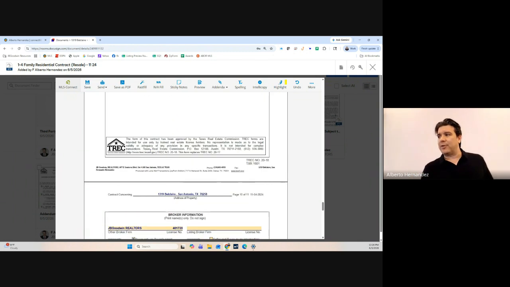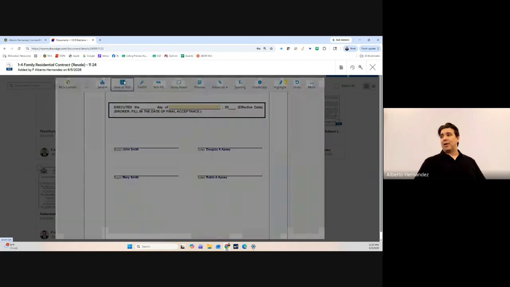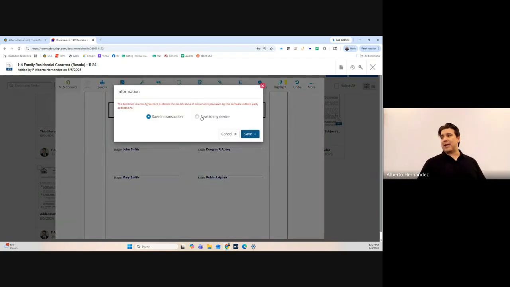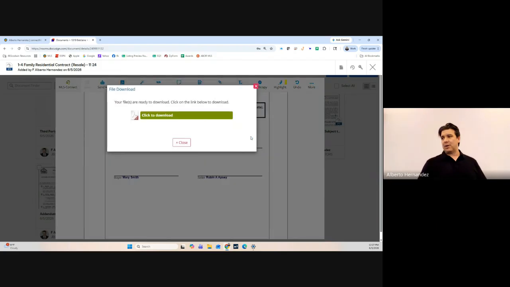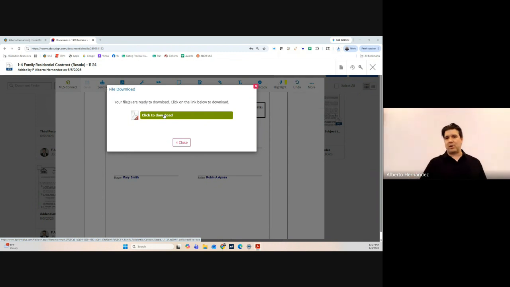Now at this point, I filled out my whole contract. I'm good. I hit this little save icon. That's a floppy disk for all my under 30s. And then we go over to save as PDF. If you hit save as PDF, I want to save this to my device, and then I hit save. And the reason I'm doing that, because I'm a new agent and I need managers to review this. And we're going to go through this all here really quickly.